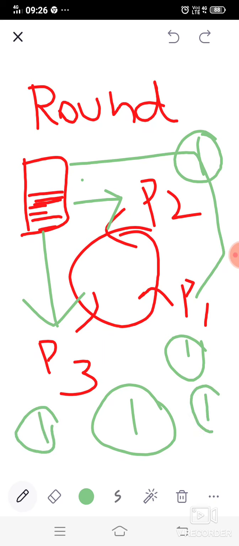Again it will give 1 second. Again 1 second. Like this, it is going to give the time to the processes in a round robin manner. So this is called round robin scheduling, right? So you have understood what round robin scheduling is, and you have understood what the time quantum is.